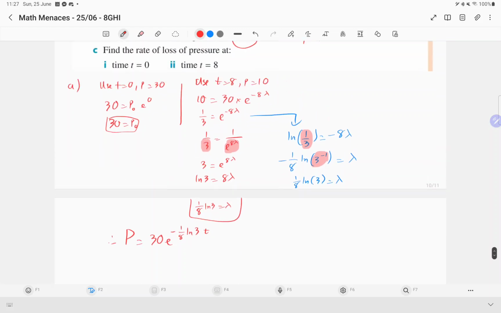Let me check if the answer is a decimal number. If it's decimal, then you can use a calculator. Yeah, it's a calculator question. Then you can use the calculator to work this one out. So in fact, you can actually work this lambda out to be a decimal number. So 0.1373 equals lambda, and then you can use that value instead.